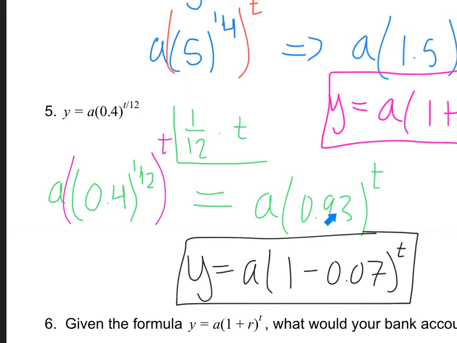So I've got to expand this t over 12 to be 1 over 12 times t, and then separate it. And then I've got to evaluate this, and then instead of writing it in its simplest version, 0.93, I want to expand it into being 1 minus 0.07. So it's a lot of expansion. It's a different way of thinking, but hopefully that makes sense to you guys.